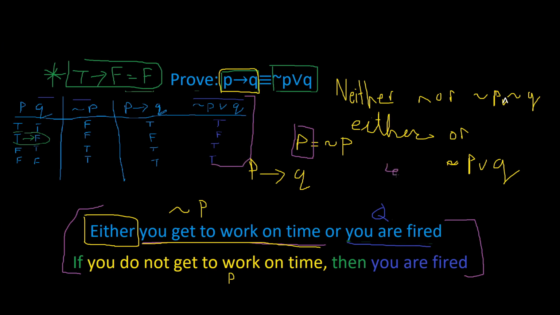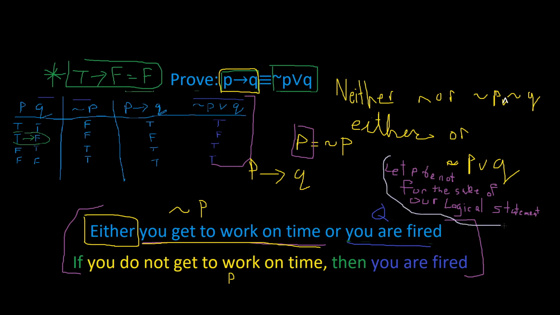We let P be not for the sake of our logical statement. And you don't have to write that. I just wrote that so you can understand that this is the way we need to write it out, and that doesn't mean that this is going to transition to what this means, right? Because this means P then Q. It does mean that it has the same logical meaning behind it, right? So don't get this confused, the do not.